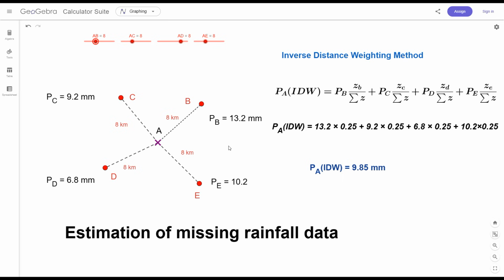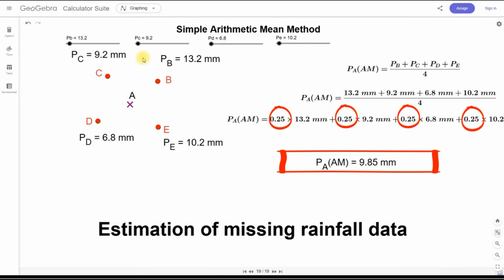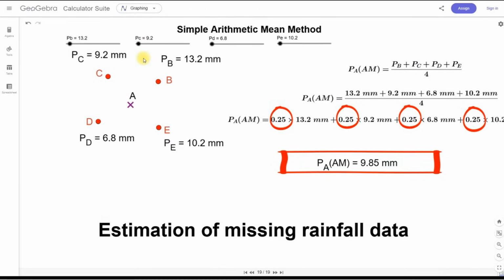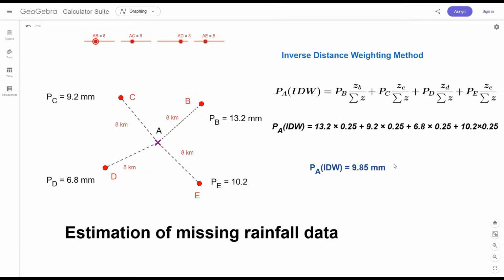We can rewrite the formula for estimation of PA so that we can observe the weights in GeoGebra. We will change the distances using sliders and will observe its effect on the weights and PA. Initially, let's keep all the distances the same. We can see the weights are 0.25. These weights are the same as the arithmetic mean method, and the estimate of Px is 9.85 millimeters, which is also the same as the arithmetic mean method.